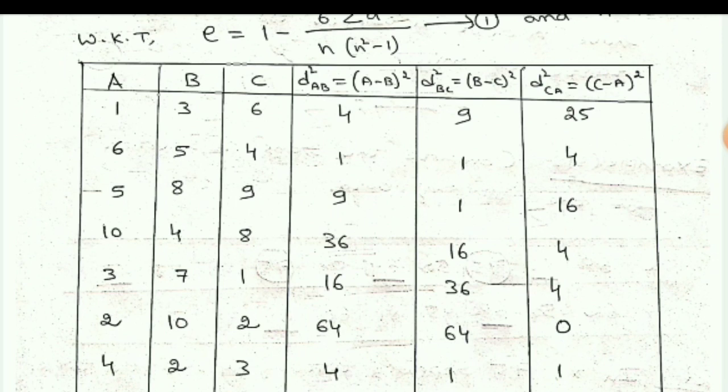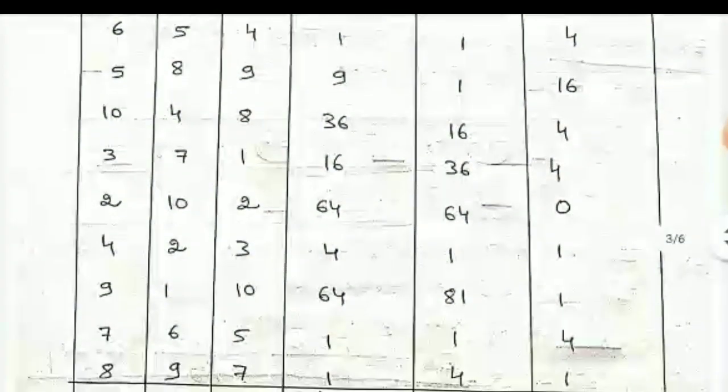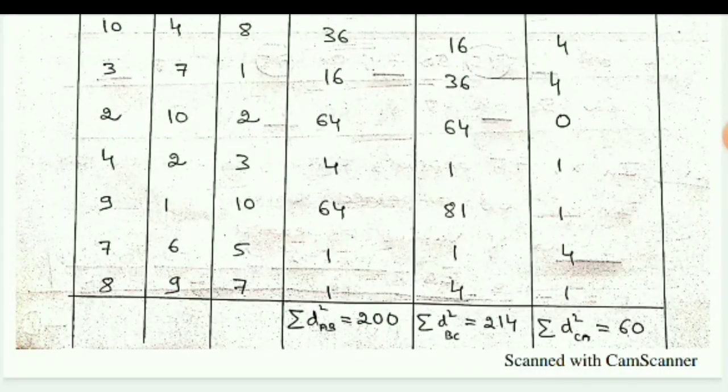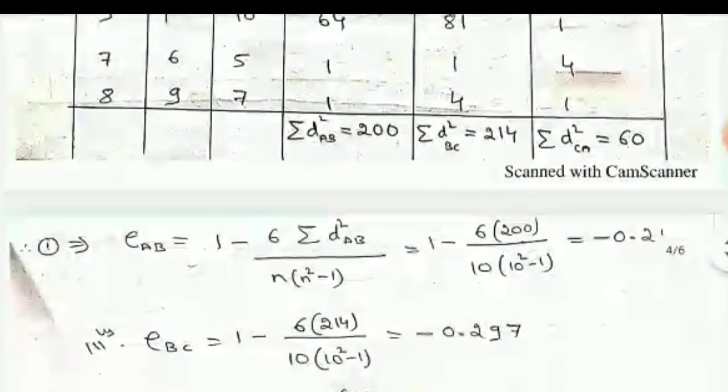d square BC means B minus C whole square. B is 3, C is 6. 3 minus 6 is minus 3. Minus 3 square is 9. C minus A: 6 minus 1 is 5. 5 square is 25. Similarly, find all the values. Then in the formula we require the summation. Find out the summation.